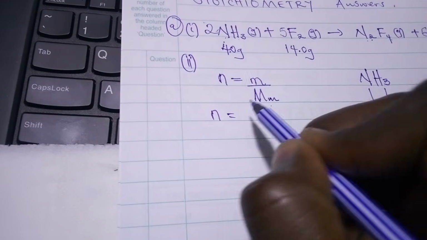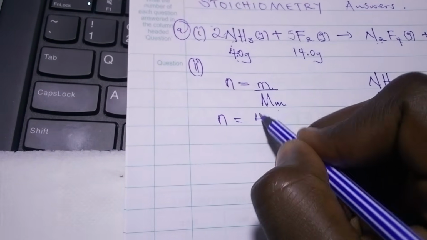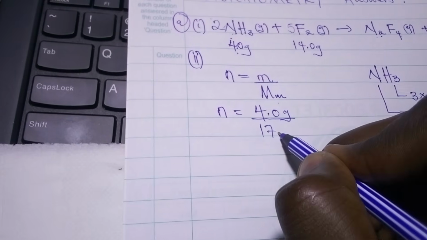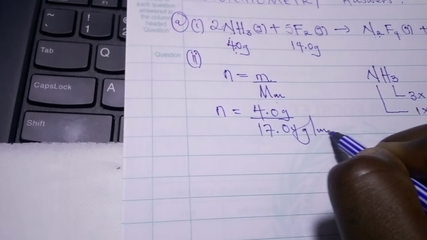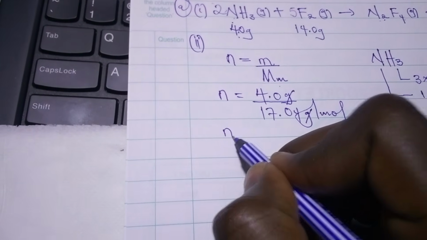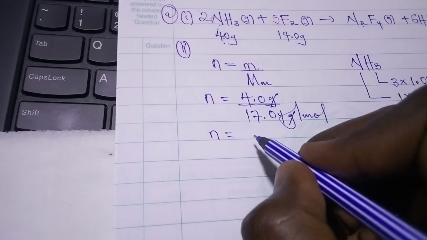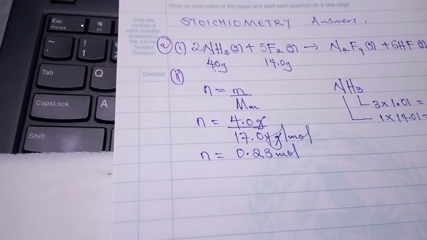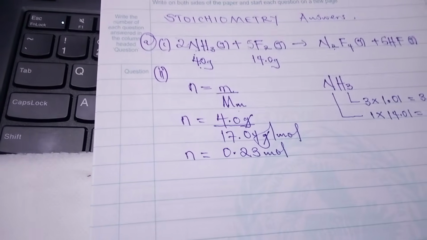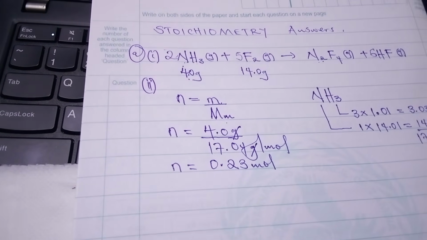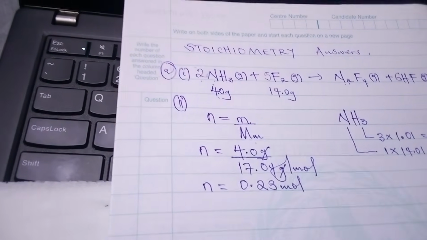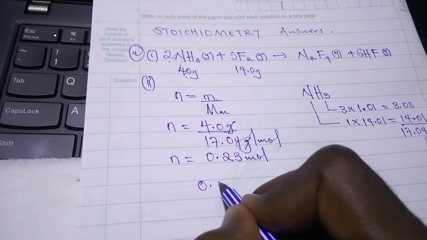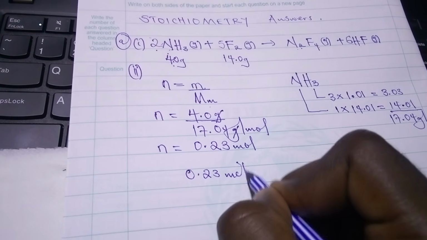Number of moles is equal to 4.0 grams of ammonia divided by 17.04 grams per mole. There you cancel the units. When you divide, you get 0.23 moles. From there, you are going to divide the same number of moles that you have calculated by its mole ratio. The mole ratio is the number found in front of each compound. So that is 0.23 moles divided by what?